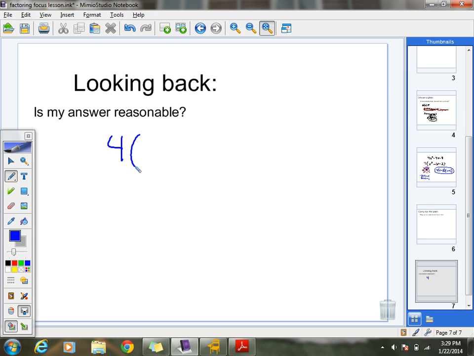And we came up with 4 times v minus 2 times v plus 1. I need to know, is that reasonable? From looking at it in this form, I can't tell if it's reasonable. But I know that we learned the FOIL method in order to figure out what two binomials multiplied together equal. So I'm going to use FOIL to see if my answer is correct or reasonable.